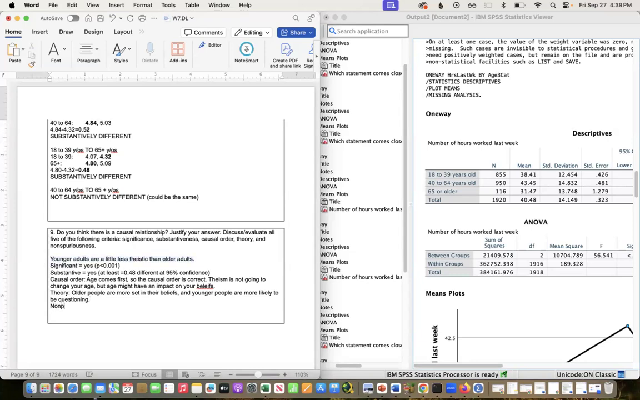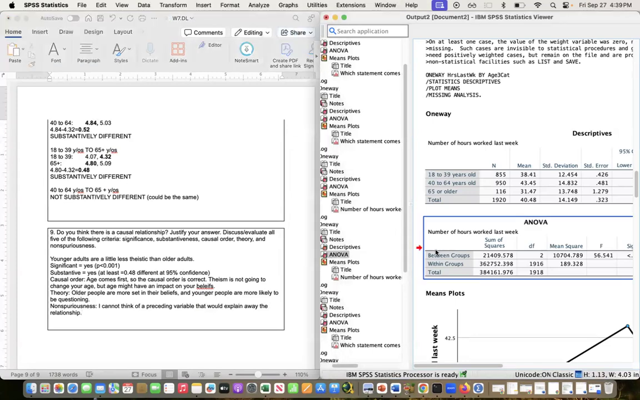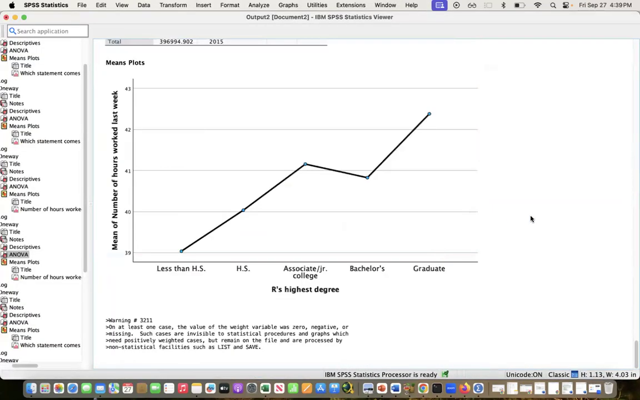I don't know. But again, we need some reason that explains why we had this finding. And then finally, non-spuriousness. I could not think of a preceding variable that would explain away the relationship. Okay. Again, not much comes before age. I'll show you an example of one where maybe you could argue it was spurious.